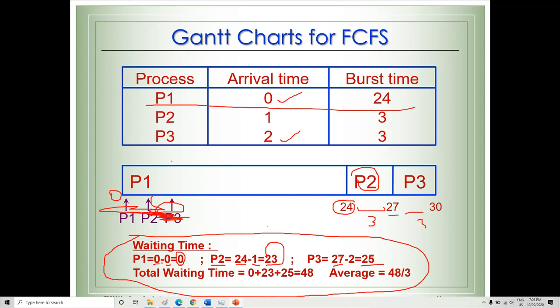So please understand, students, this is the Gantt chart. When any problem is given, first you should depict the Gantt chart that shows the order in which the processes would be getting the CPU, and also how many times they get the CPU. Here, each process gets the CPU one time and holds the CPU completely until their burst time finishes, because it's non-preemptive. Then from that you have to calculate the waiting time to analyze their performance.